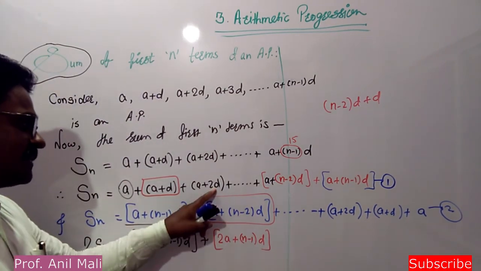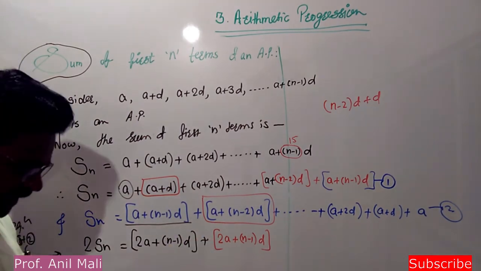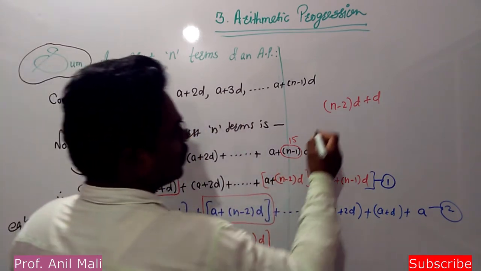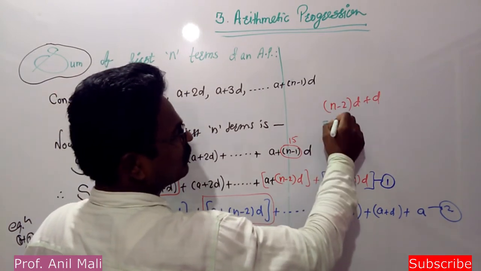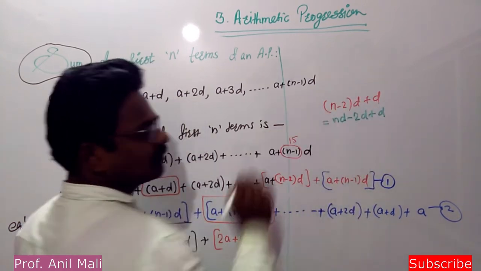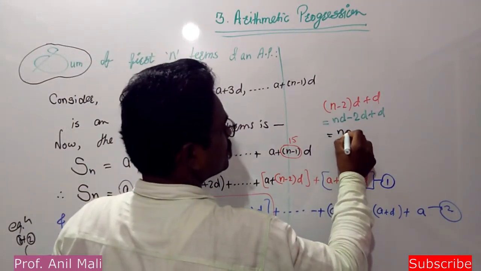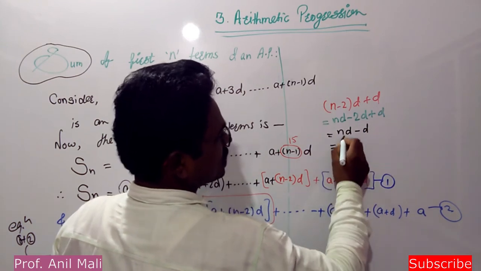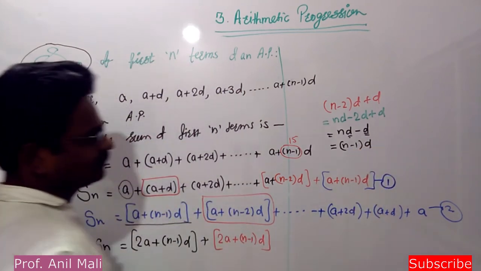(n minus 2)d plus (n minus 2)d plus d. It's (n minus 1) into d. How will it come? I'll show them. (n minus 2)d plus d is equal to, we can write this d, we will multiply inside, nd minus 2d plus d, distributive law. Okay, fine. So it is equal to nd minus 2d plus d, which is minus d only, and this can be written as d common, we will take (n minus 1) into d.